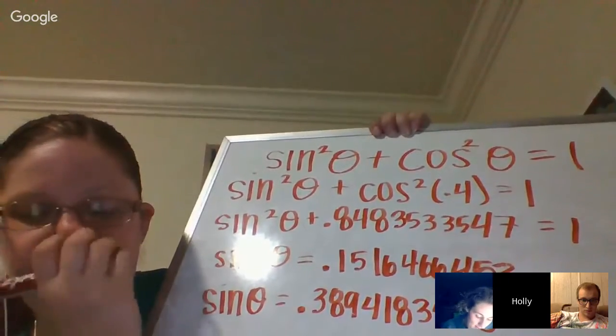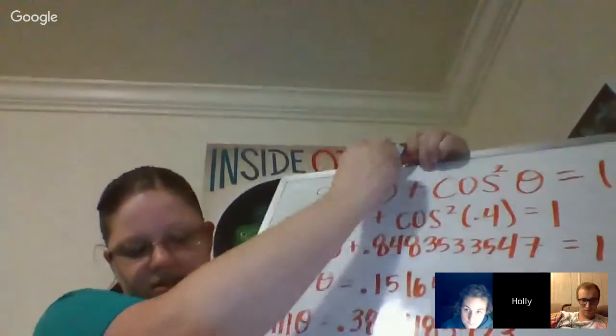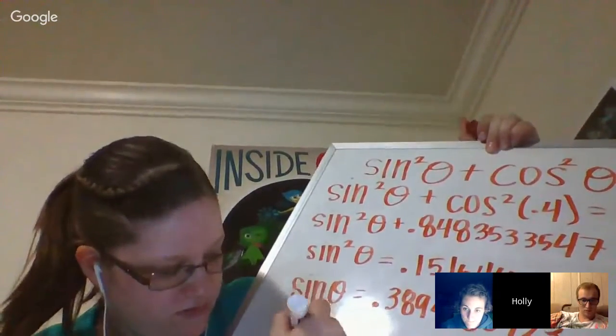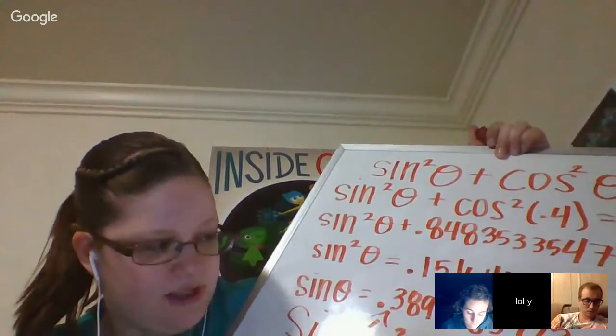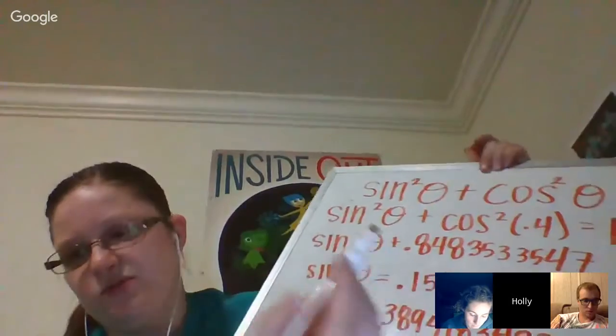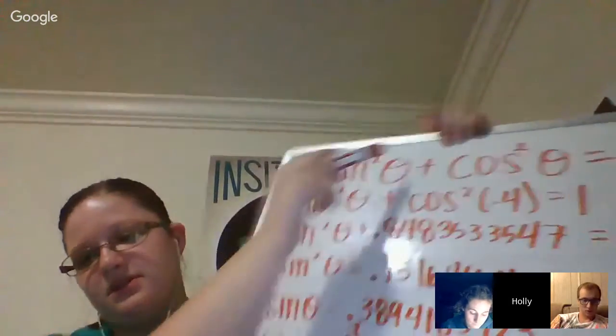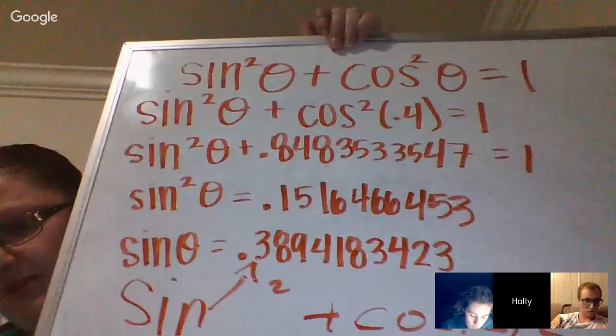Okay, got it. And then if you want to make sure it's right, you just do sine of this squared plus the cosine of 0.4 squared, equals, and it'll equal 1. I did it just to make sure I was right.